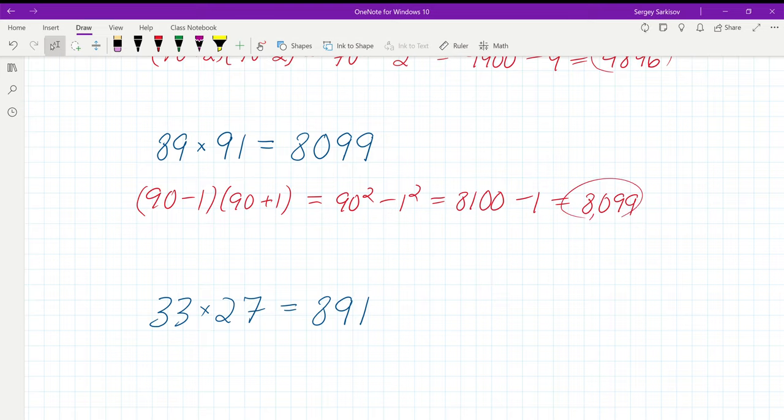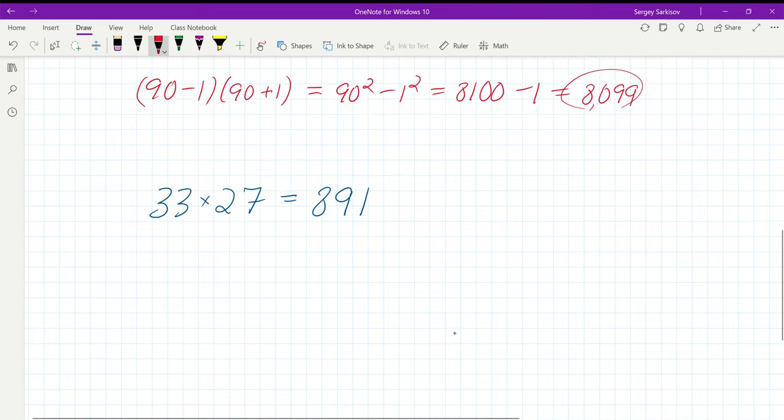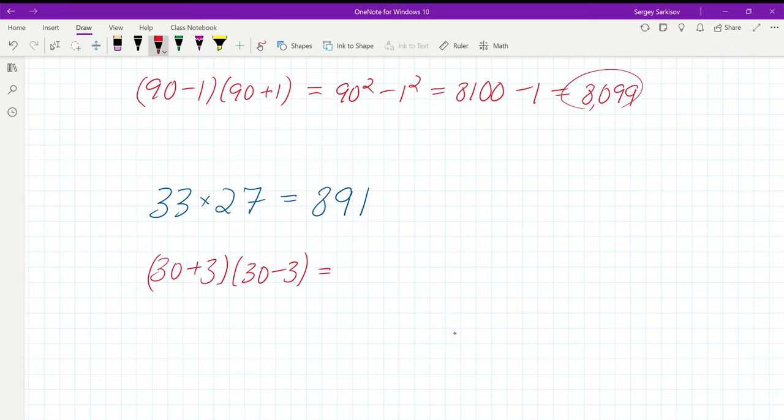So just be careful subtracting the 1 from the 8,100. All right, there we are. And what about 33 times 27? We'll play a few more examples and then we'll call it. There's nothing too much more to show here. But look at this. This is 30 plus 3 times 30 minus 3, which is equal to 30 squared minus 3 squared. Oh, that's 900 minus 9, and that's 891.